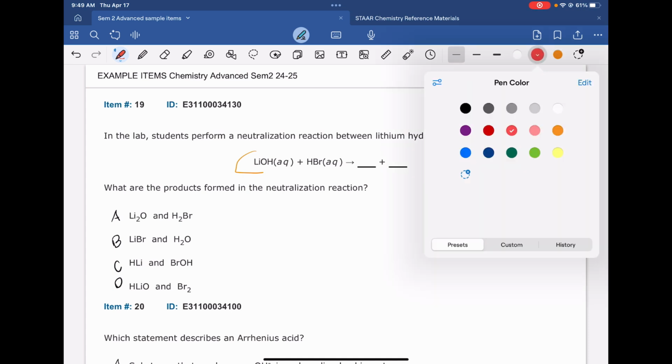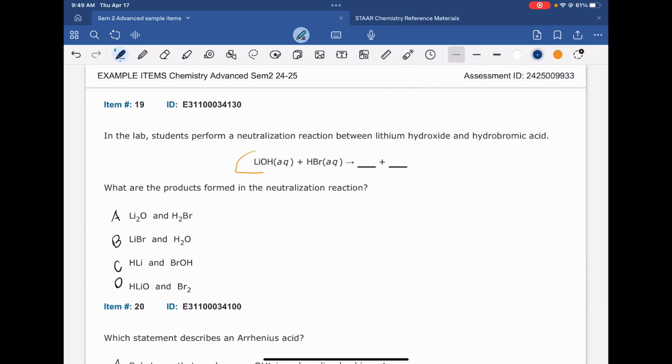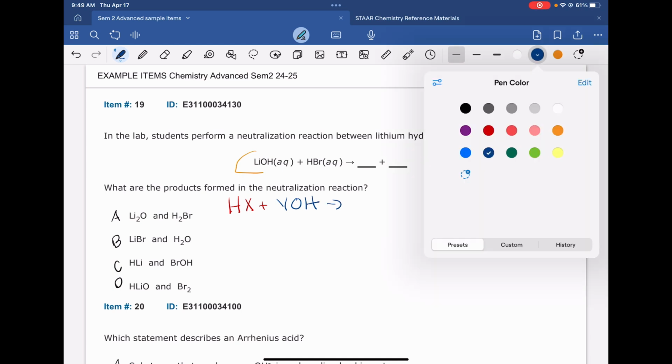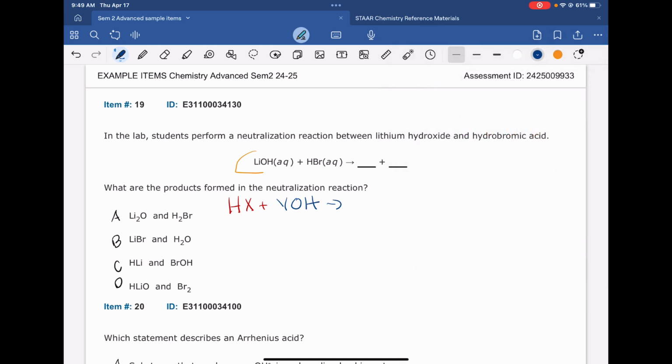When we talked about neutralization reactions, we went over the base equation for neutralization reactions. That was HX plus YOH yields YX plus H2O.